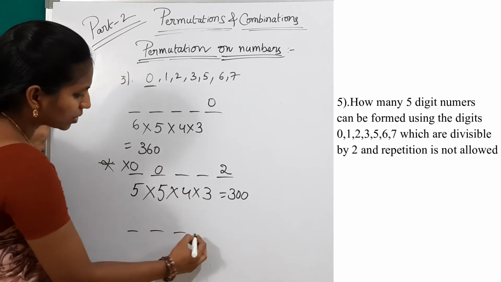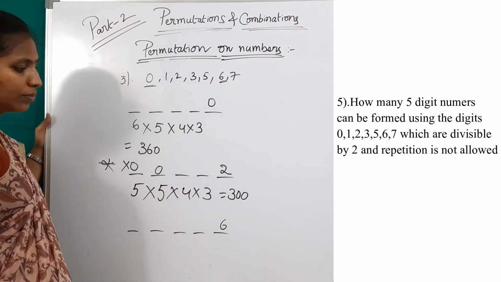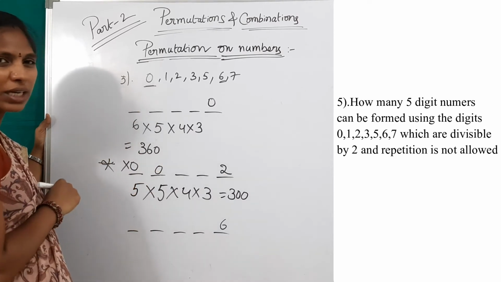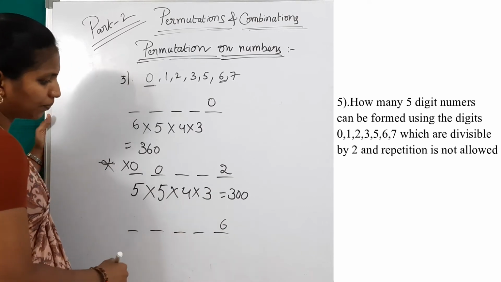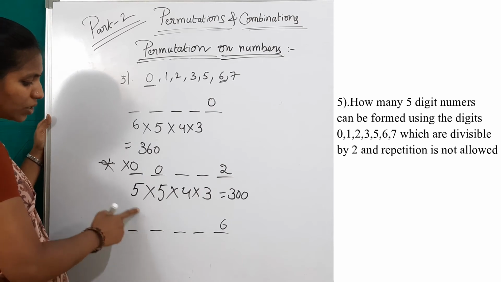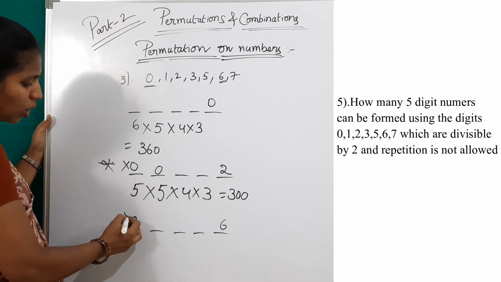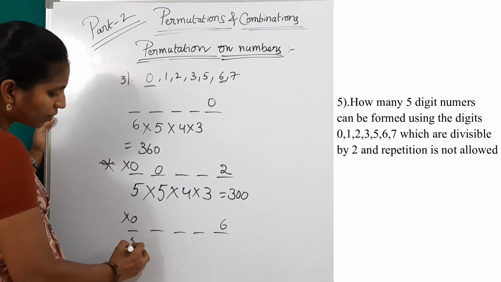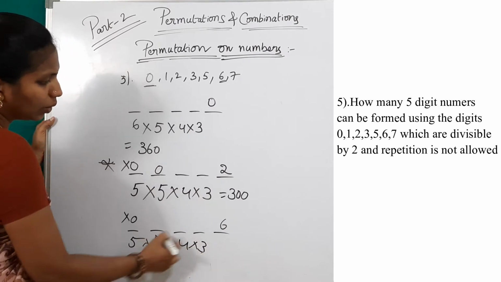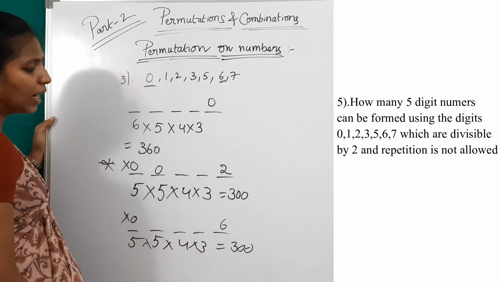Now, another case. Now I want to take a 6 at units place, because the 5-digit numbers must be divisible by 2. That is the condition in the question. 6. Then here also I don't want to write a 0 because it will give only a 4-digit number. So 0 is not placed here. Then how many ways? 5. Here 5, 4, 3 into. Then what is the result? Same 300. So finally what is the final answer?